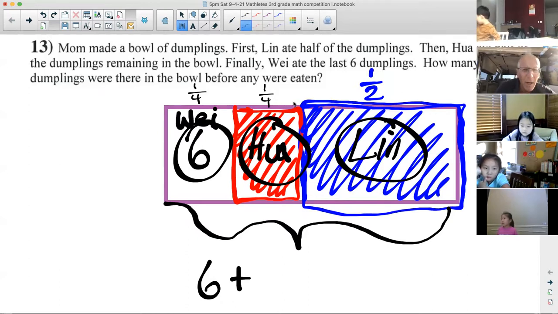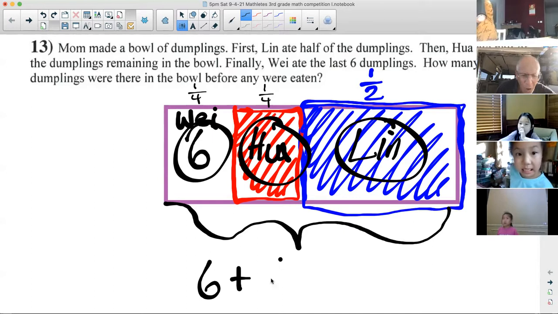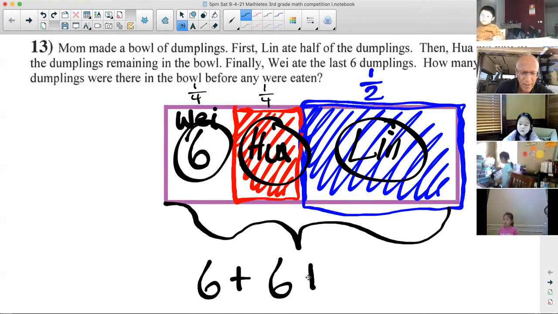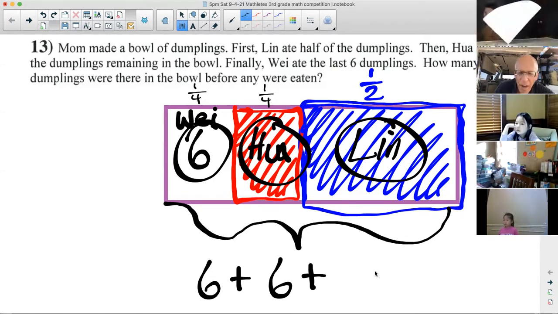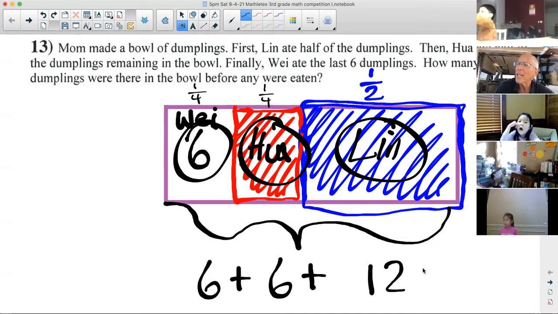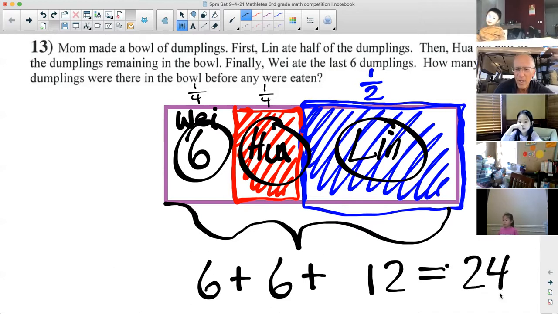Stella, how many did Hua eat? Take a guess. 6. Of course, because Wei ate a quarter and Hua ate a quarter, and they're both 6. Jason, how many did Lynn eat? 12. Very, very good. Catherine, if we add those together, what do we get? 24. Oh, that was awesome. There must have been 24 dumplings.